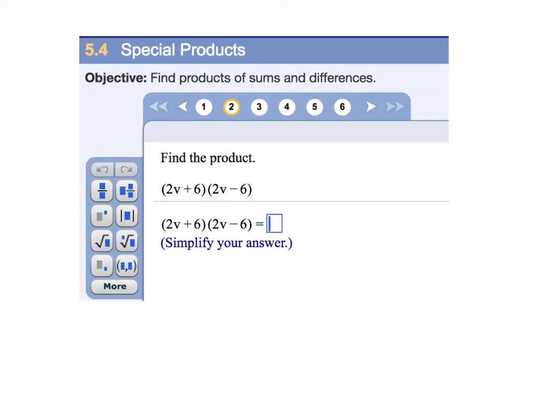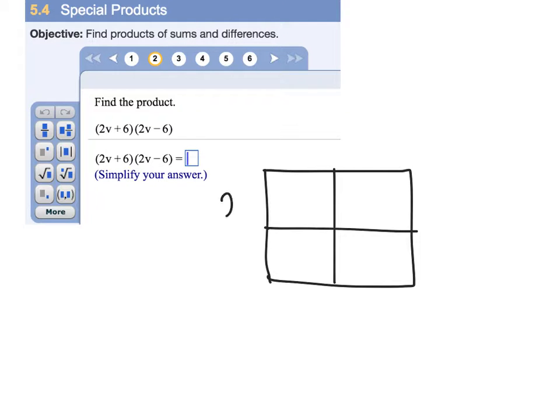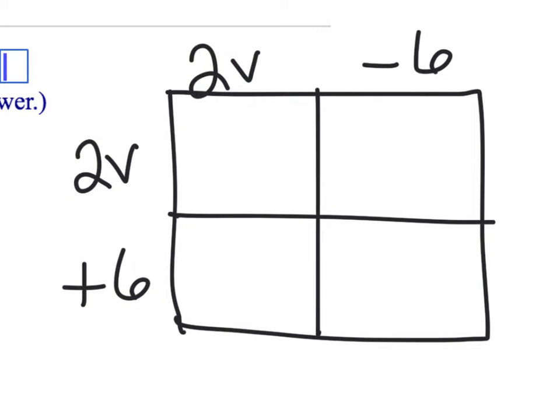So we got more of the same. We're going to, again, do our area model. In our area model, we have 2v plus 6, and then 2v minus 6. Now we're ready to start multiplying and filling it in. So 2v times 2v is going to be positive 4v squared. Why did I say positive? Well, because they're both positive. If it doesn't say anything, it means it's positive.